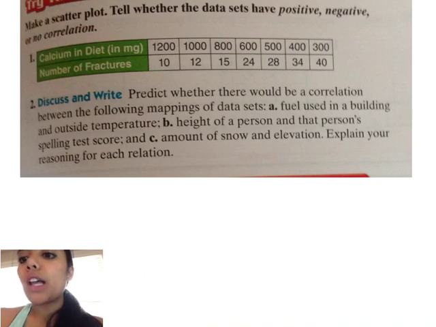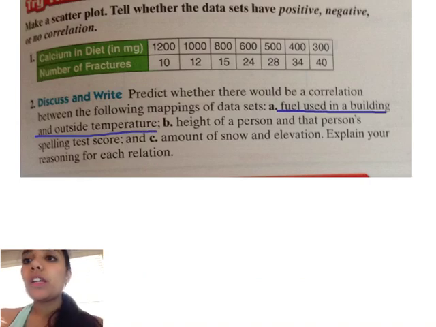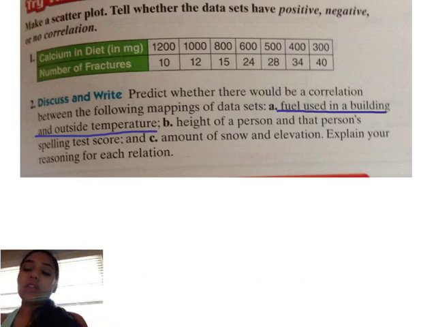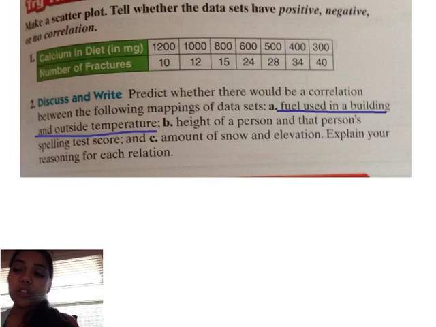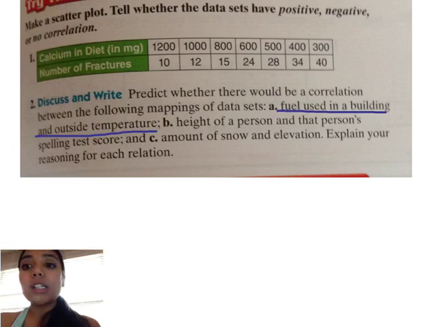Number 2, discuss and predict whether there would be a correlation between the following mappings of data sets. I'm going to do one with you. Fuel used in a building and outside temperature. So you need to figure out if there is even a correlation. If there's not, then you would just put no correlation. So fuel used in a building and outside temperature. It would be a negative correlation because as temperature decreases, heating fuel usage increases.